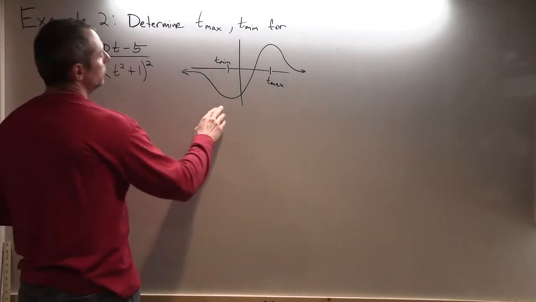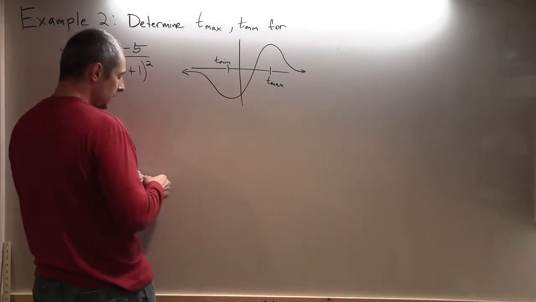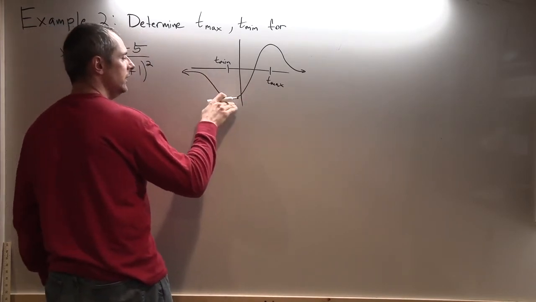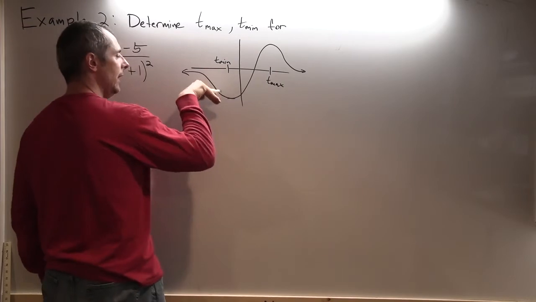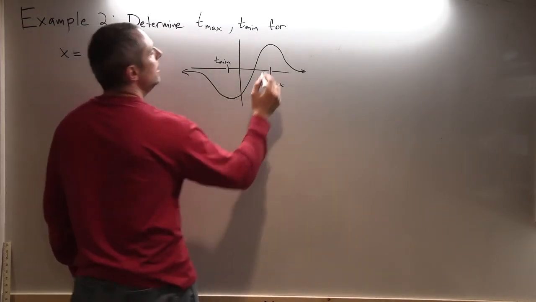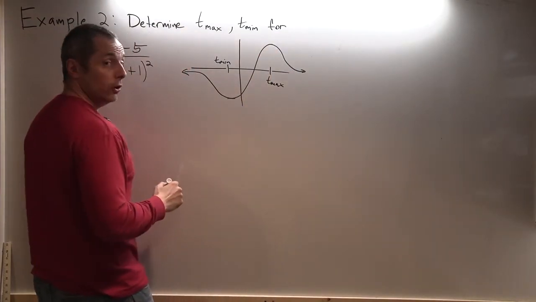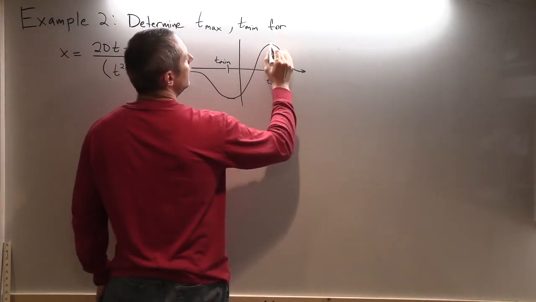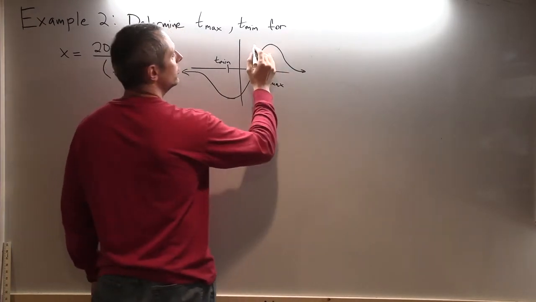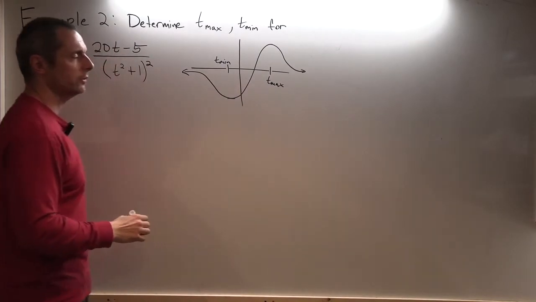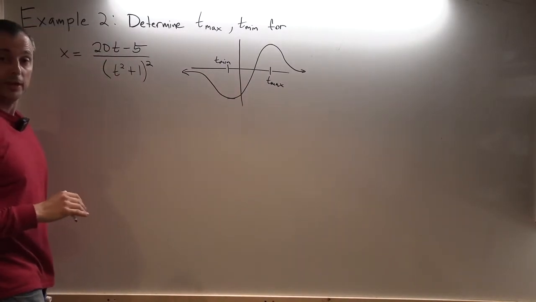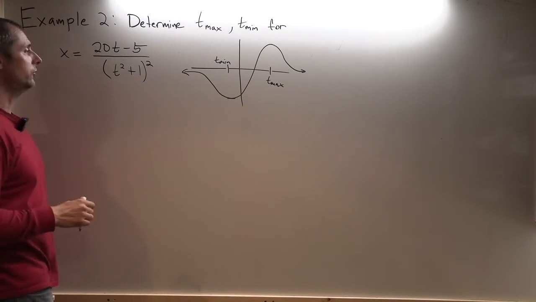Because when a function reaches its minimum point, the slope of the function is 0. The function is neither decreasing nor increasing, negative or positive slope. No, it's 0 slope. And here, at the maximum, the slope is also 0. The function is neither increasing with a positive slope or decreasing with a negative slope. It's got a 0 slope at those points. So what we have to do is take the derivative of this and set it equal to 0. That's how we solve this.